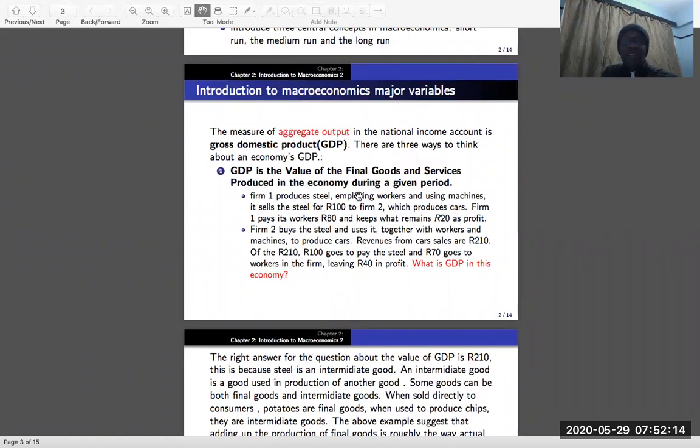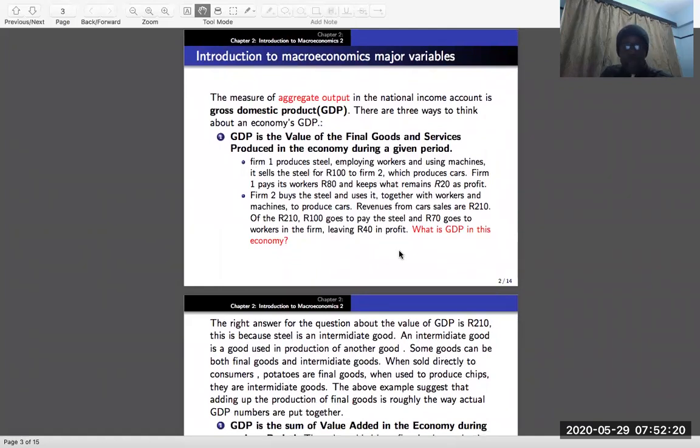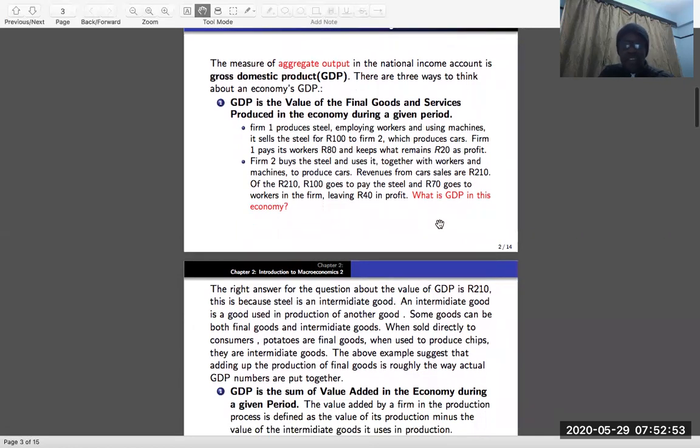You can think of GDP as the value of the final goods and services produced in an economy during a given period. So I give an example where firm 1 produces steel, employing workers and using machines, and sells the steel for 100 rand to firm 2, which produces cars. Firm 1 pays the workers 80 rand and keeps the remaining 20 as profit. Firm 2 buys the steel and uses it together with workers and machines to produce cars. The revenue from the car sales is 210. Of the 210, 100 goes to pay for steel and 70 goes to workers in the firm, leaving 40 in profit. What's GDP in this economy?